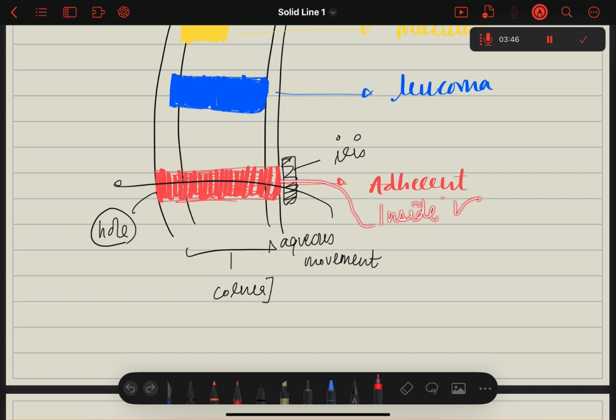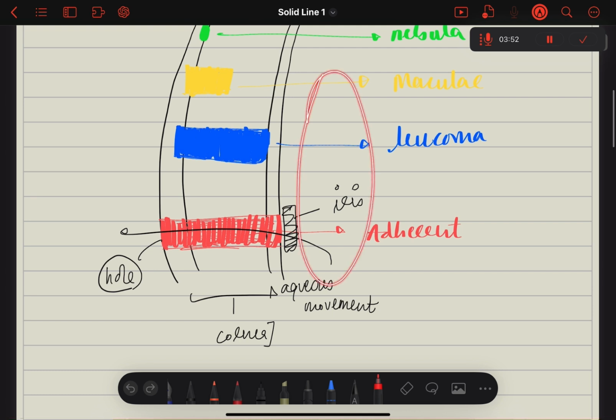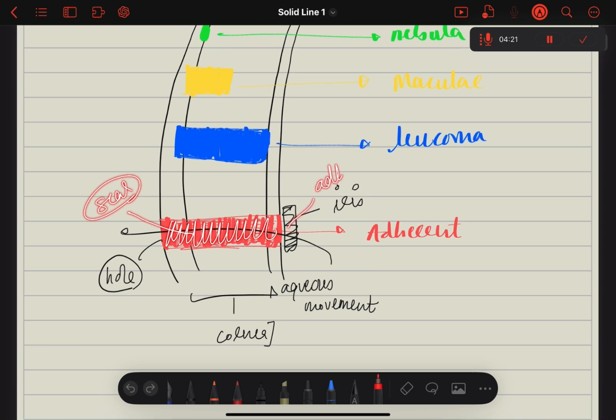So this aqueous humor will go out, and because of this, as we know, behind the cornea is the iris. So the iris will get pulled in. And because of this pulling effect, the iris will get stuck here like this. This type of opacity, and then there will be scarring of this. This will be adherent only, and this type is known as the adherent type or sticky type, which we call it.